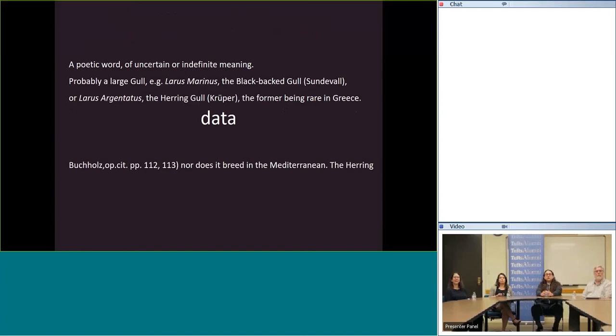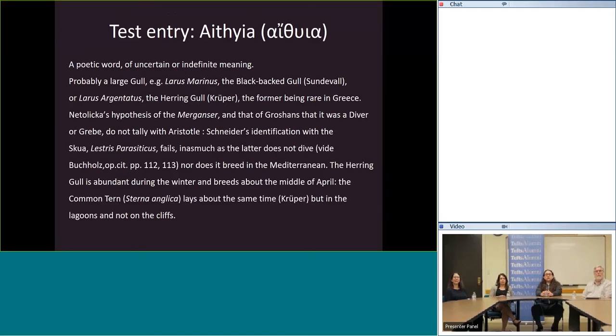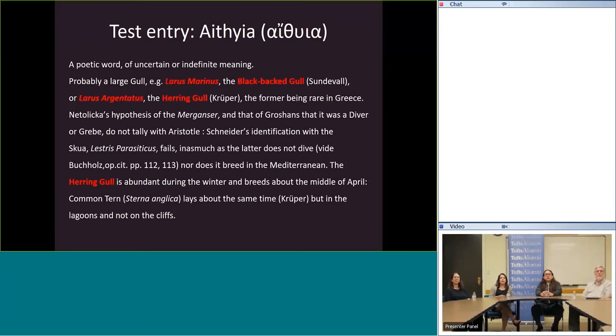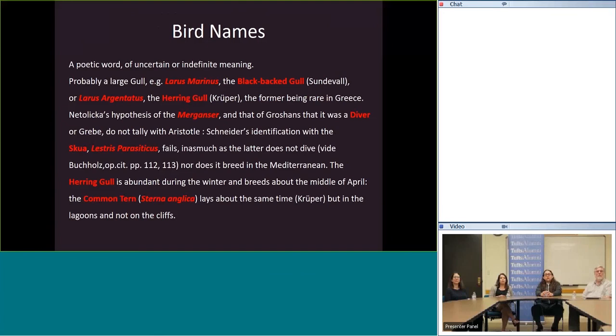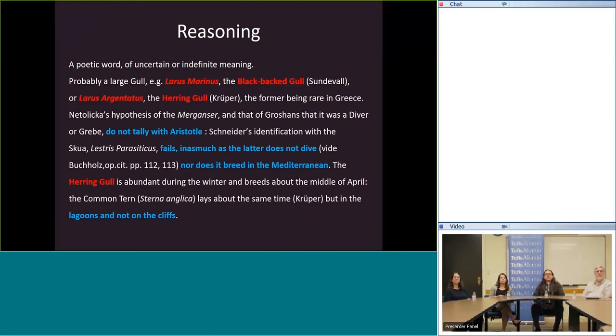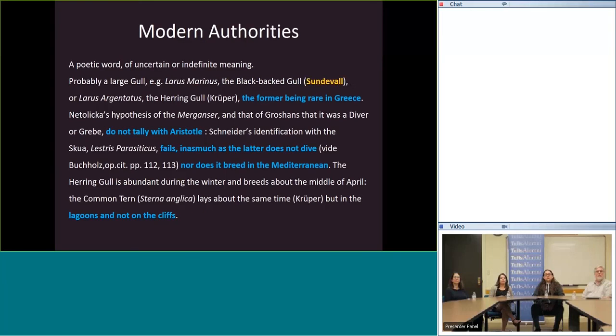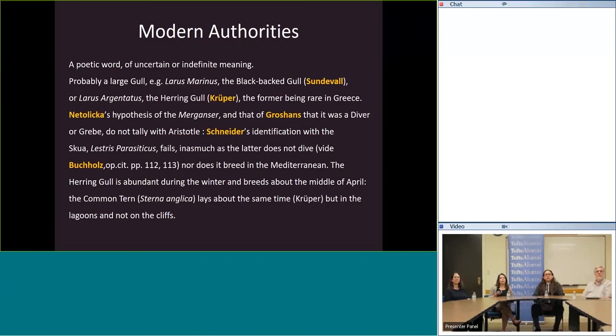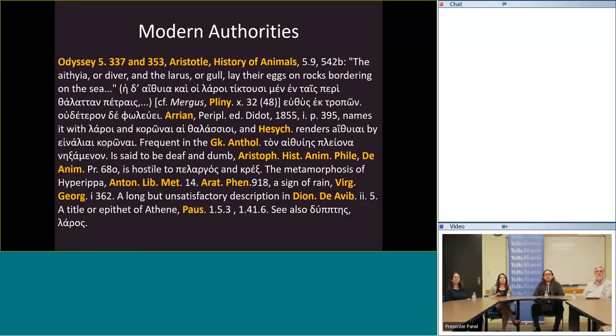Here's what an entry looks like. We have a Greek bird name, the Aithria in this particular case, and Thompson has a whole bunch of possible identifications with Latin names and English names. Then he's got reasoning, so he's trying to match this bird with real birds. We have all his reasoning statements here, and finally authorities, modern ones and ancient authorities.